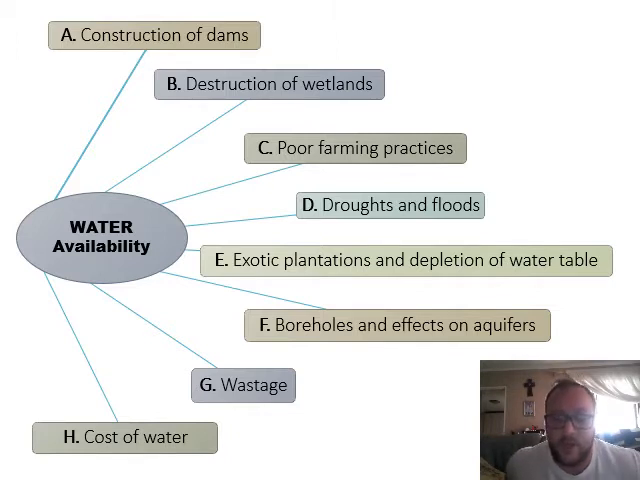We're going to be doing two of these at a time. So we're going to be looking at construction of dams and destruction of wetlands first, then poor farming practices, droughts and floods, and how they are very closely interlinked, then exotic plantations and depletion of the water table. Certain plants should not grow in South Africa because we do have a lot of water in some places. And if you plant plants that use more water than our natural indigenous plants, it's actually going to steal water away. We're going to look at boreholes and how we can use them to increase availability of water in our homes and also for large environments, so that we don't abuse too much of it. We can look at how we waste it, and finally the cost, which sounds a bit like something we shouldn't cover, but it is quite important.